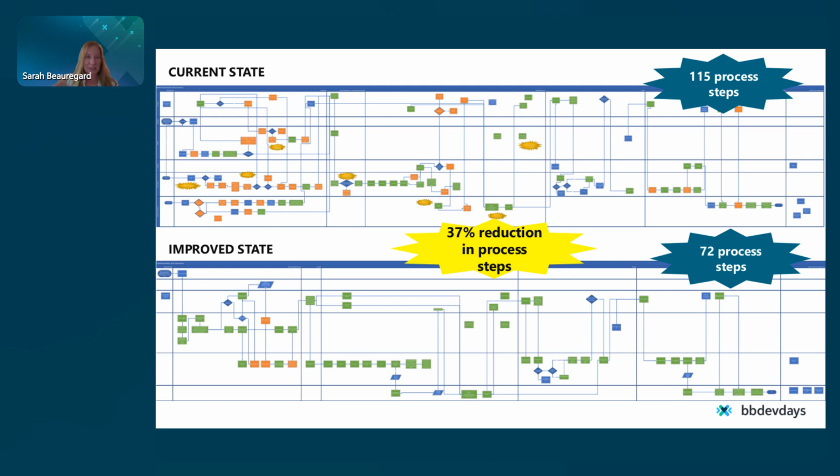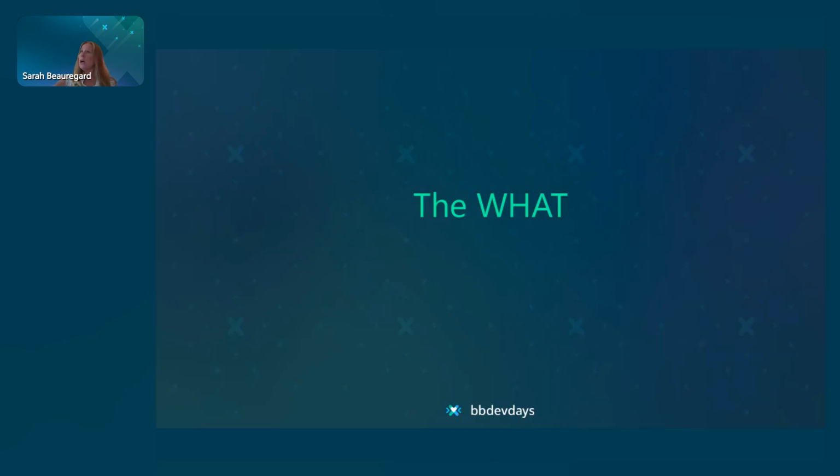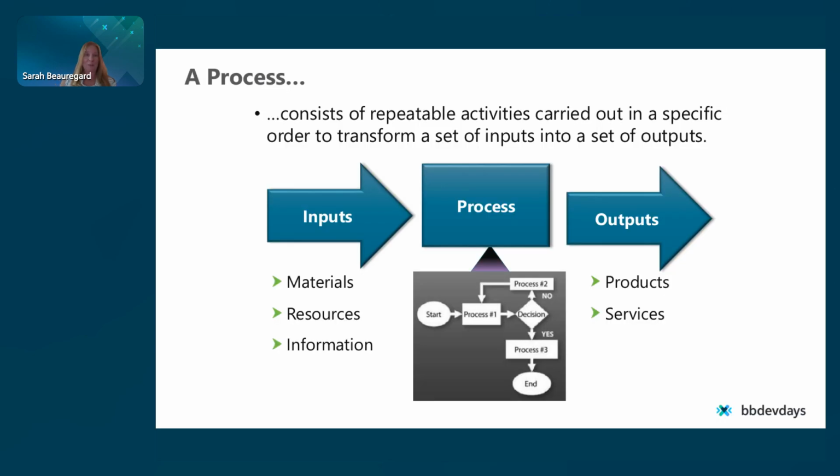If we go to the next slide, let's talk about what process mapping is exactly. And to start that off, on the next slide here, what is a process? Let's just start there, right? A process consists of a repeatable set of activities that are performed to transform a set of inputs into a set of outputs. These inputs are things like materials, resources, information, that are transformed through a series of steps into outputs, which are products or services or some deliverable that our customer cares about.